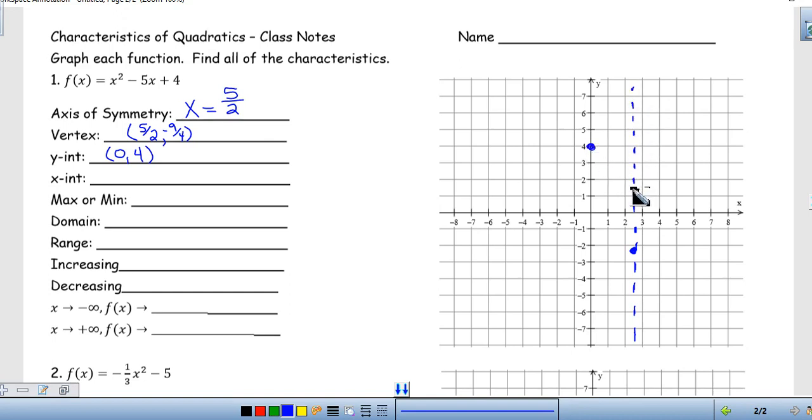We know that the axis of symmetry divides our parabola into 2 equal parts. So if we have a point on one side of the axis of symmetry, we will have the mirror image point on the other side. And now we can go ahead and sketch our graph.